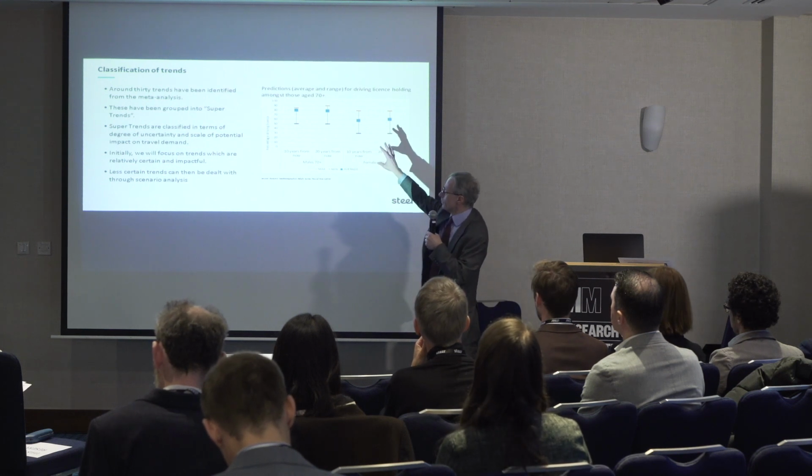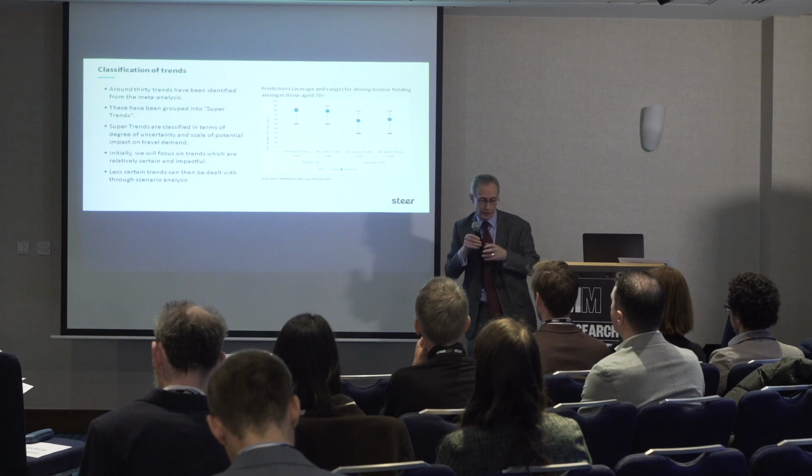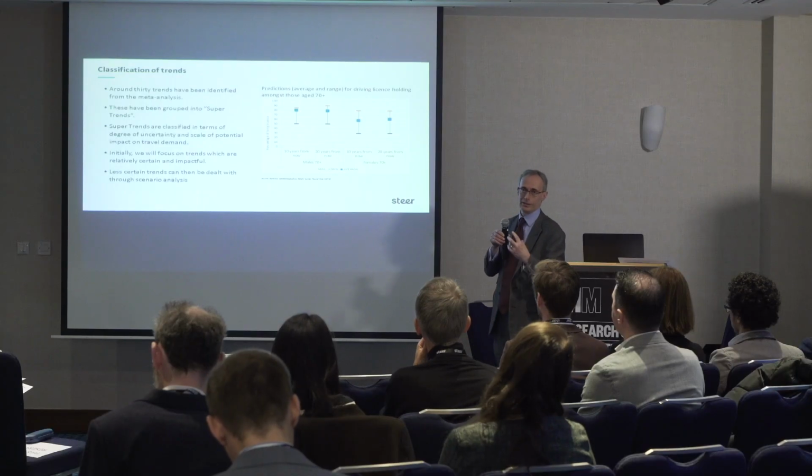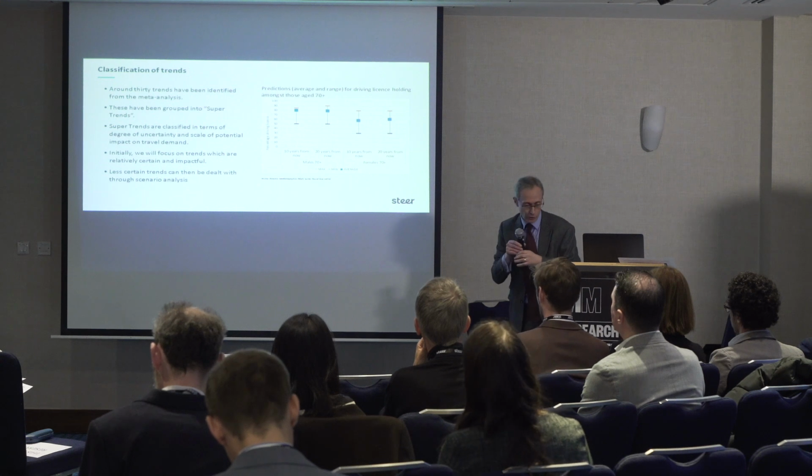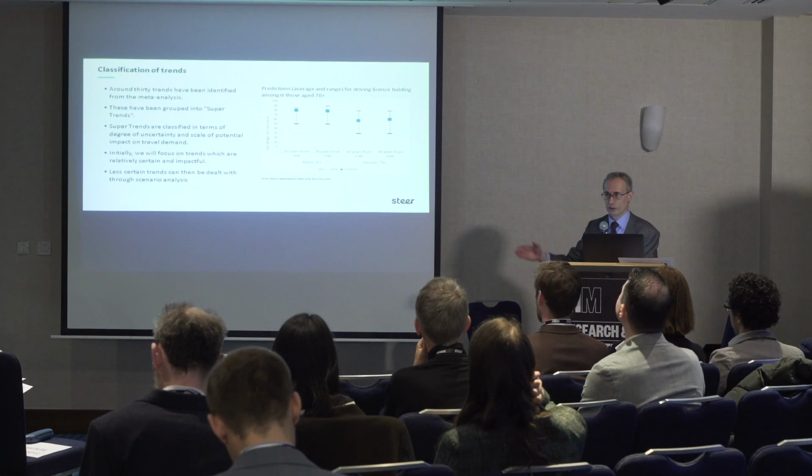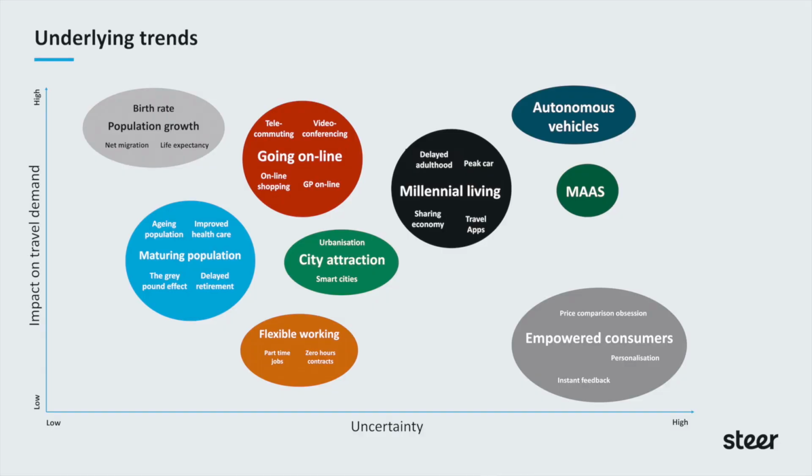But this diagram here shows one of the things we've been doing, looking at not just average factors, average trends, but what's the range of factors, what's the range of variability, how uncertain are things. So we're looking at both those factors. We're not just assuming there's a central case, we're also looking at variability. And these super trends are mapped out on this map of impact on travel demand and uncertainty.